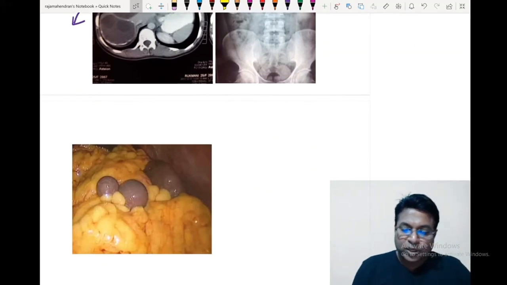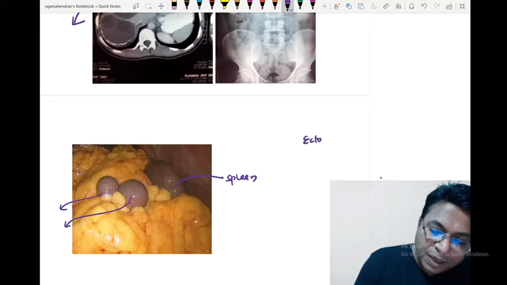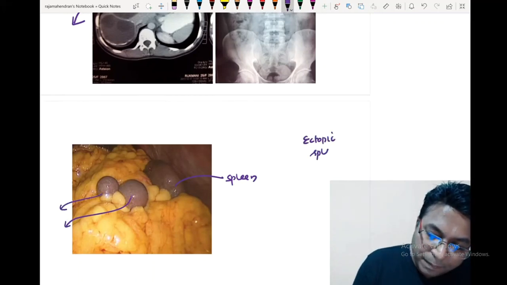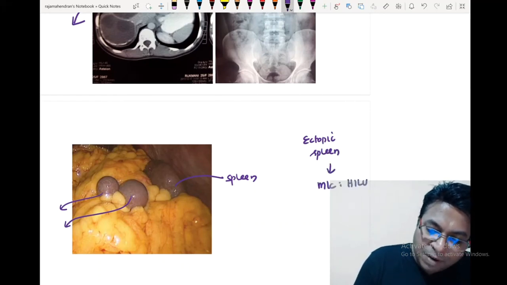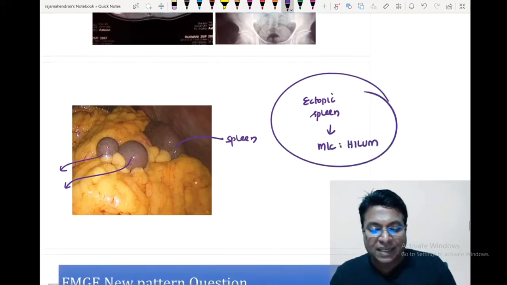So what is this picture showing you? This is a spleen. Near the spleen you are seeing some small spleen-like things. They are known as ectopic spleen. Ectopic spleen, most common site is the hilum of the spleen. In the hilum of the spleen itself, we get the most common site of ectopic spleen.